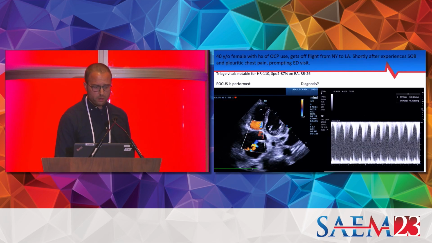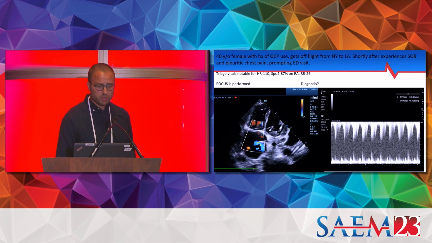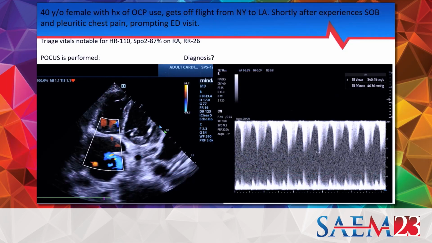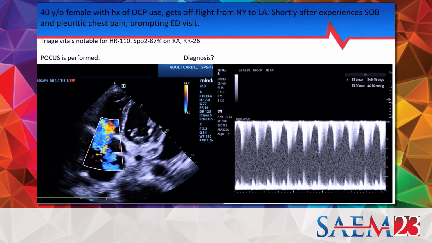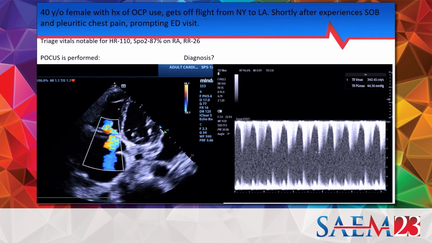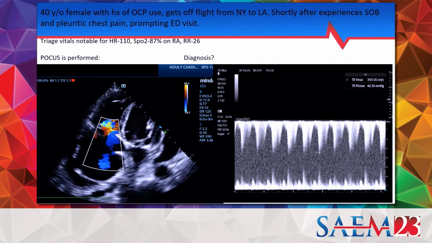Okay. Two more cases here. So you have a 40-year-old female, history of oral contraceptive use. They just flew across the country from New York to Los Angeles, and shortly after getting off the plane, they experienced shortness of breath and pleuritic chest pain, prompting an ED visit. So what are we seeing here, guys?